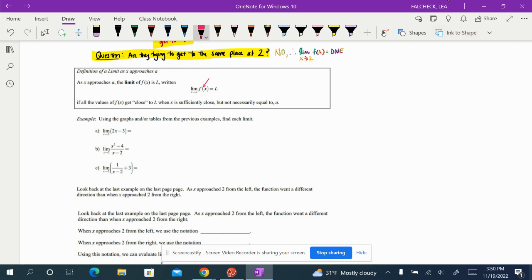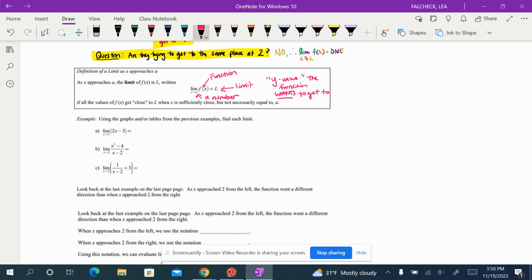Sorry. This is the function. This is the limit, or the y value the function wants to get to. And then a is just a number.